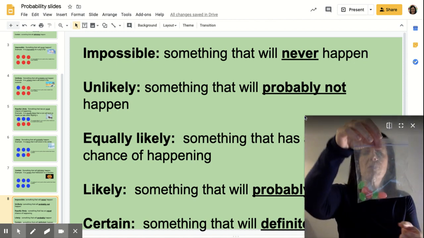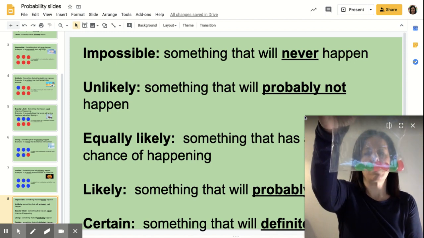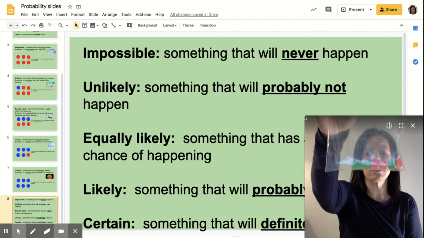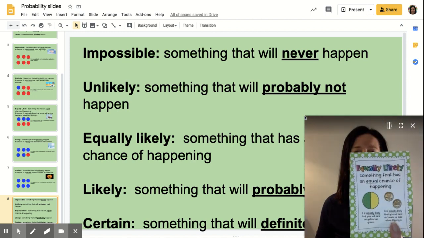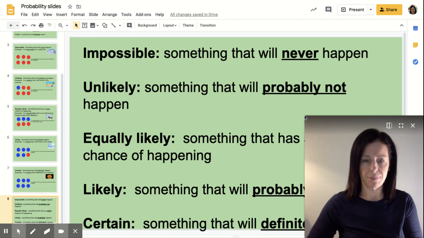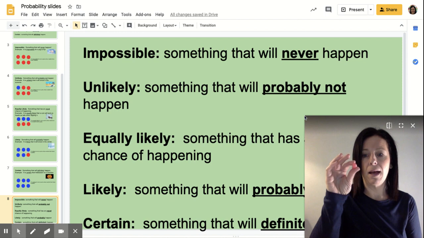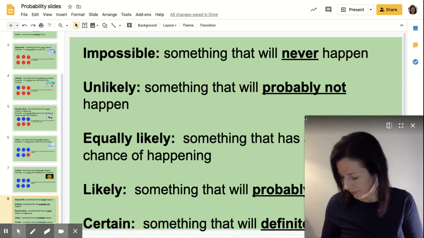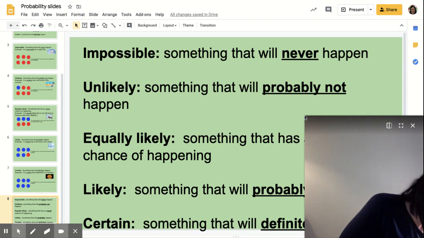All right, let's try a different bag. So here I have a bag and it has 3 pink and 3 green. So they're the same. What do you think? Impossible, unlikely, equally likely, likely, or certain for me to pick a pink jelly bean? If you said equally likely for me to pick a pink, you are correct. Let's find out what I pick. And I picked a pink. I could have equally picked a green one.